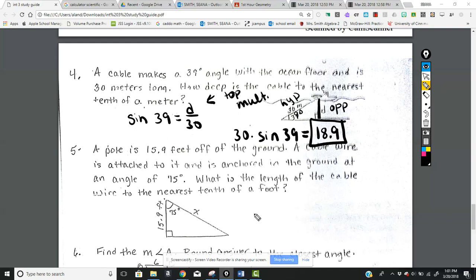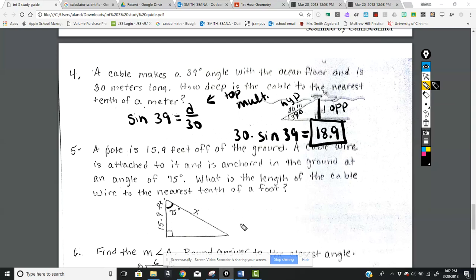Number 5, a pole is 15.9 feet off the ground. A cable wire is attached to it and is anchored to the ground at an angle of 75 degrees. So it's anchored at 75. Here's my pole and here's my cable. In case you have to draw this picture yourself, you can get a representation of that. What is the length of the cable to the nearest tenth of a foot? So we're finding this x value.